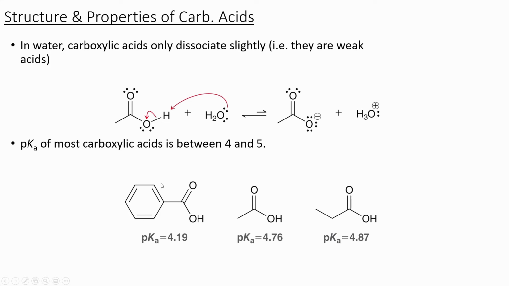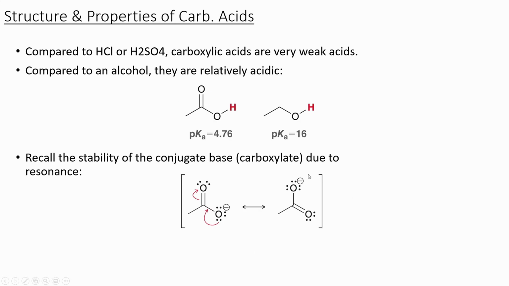So for example, if we have a benzene ring attached, it's slightly more acidic than just acetic acid. And we can further modulate that acidity, and we'll go through that in a minute. But in general, carboxylic acids are weak acids. So compared to a strong acid like HCl or sulfuric acid, we consider them weak. Compared to an alcohol, which has a pKa somewhere around 12 to 16, they're going to be relatively acidic.